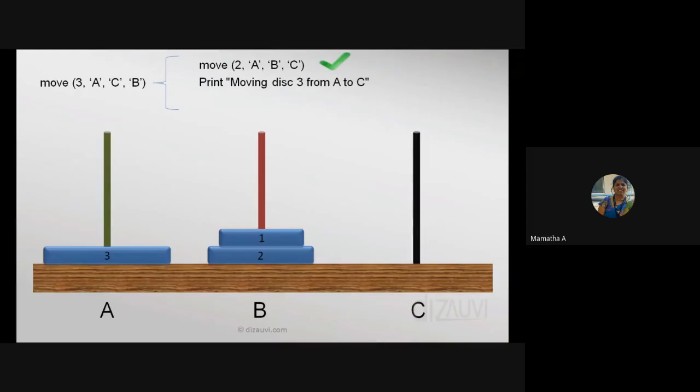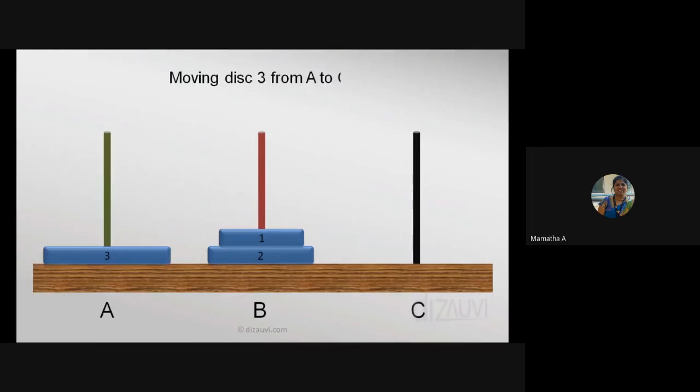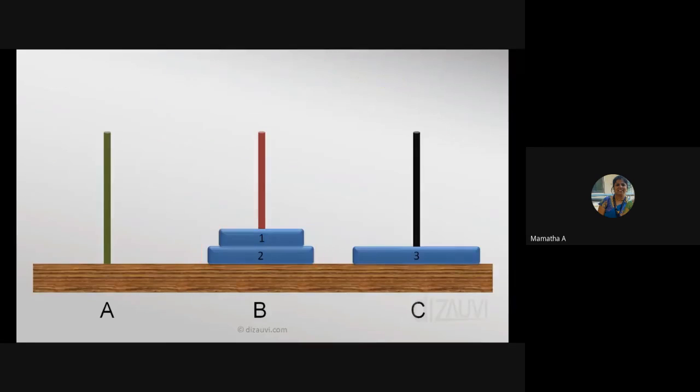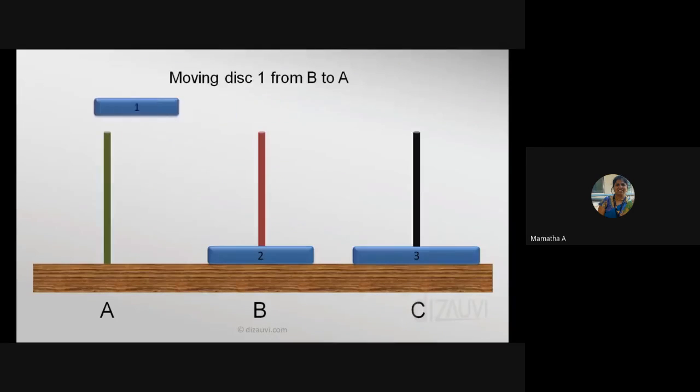Now we move disk 3 from A to C. And finally we move these 2 disks from B to C using tower A. And if we see the details, that is what we end up doing, right?